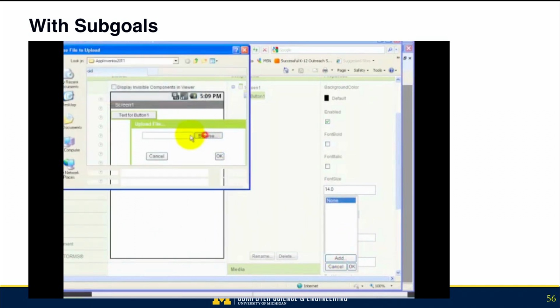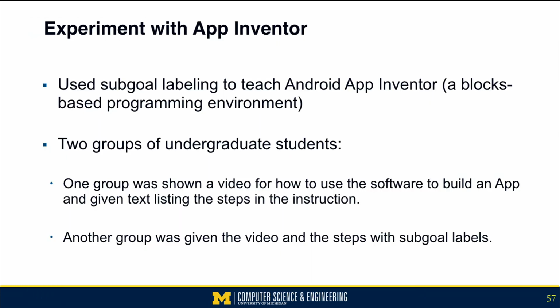Okay, I'm hoping that you're going to look at this list of steps and these videos and say, that's a pretty minor change. We inserted some subgoal headings and we put some call-out boxes into the video. Okay, I want you to think just about that. So here's the experiment that Lauren ran. She used subgoal labeling to teach Android App Inventor.